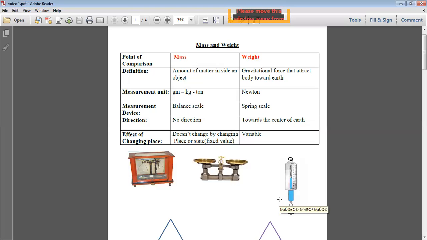Yes, of course, it changes by changing the place. My weight here is not the same as my weight up on a mountain, and it's not the same as my weight on the moon. So who can tell me where the weight is smaller, on the moon or on Earth? Yes, on the moon my weight is smaller. Why? Because the moon is smaller than the Earth, so the gravitational force of the moon is less than the gravitational force of the Earth.